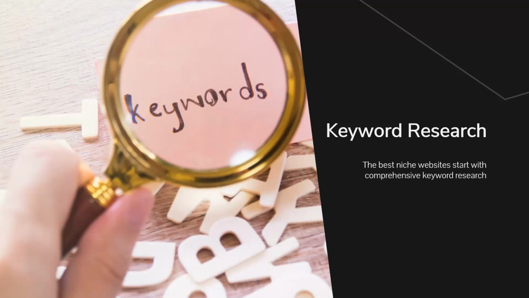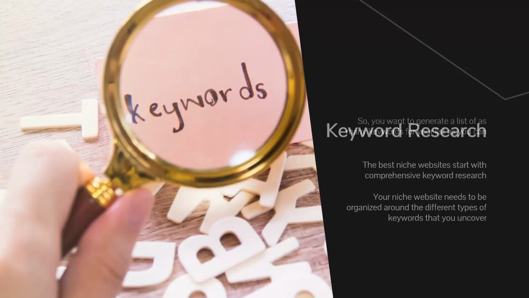We have already mentioned the Google Keyword Planner and how you can use this to identify search volumes and related keywords for your niche. You need to take this a step further now. Your niche website needs to be organized around the different types of keywords that you uncover. We recommend that you use the WordPress blogging platform for your niche website, and it is very easy to set up different categories with this. This is what Google and the other search engines want you to do.